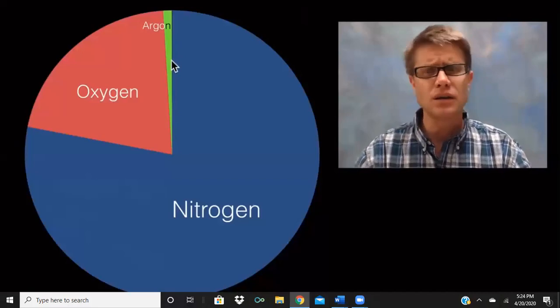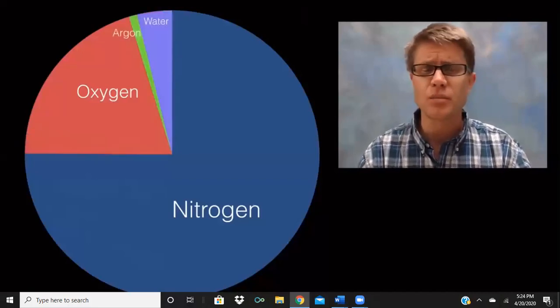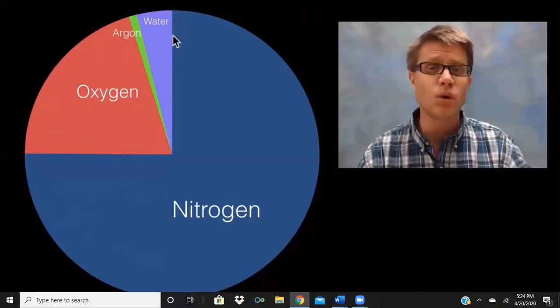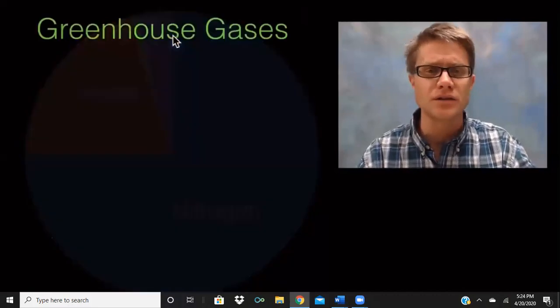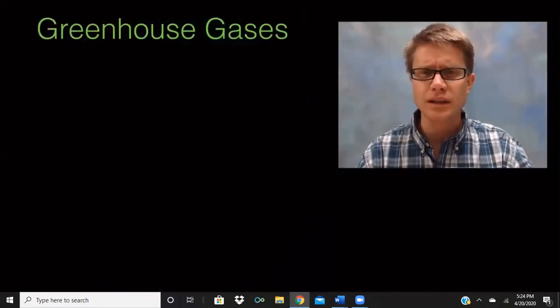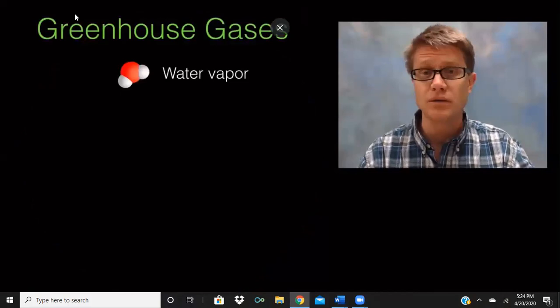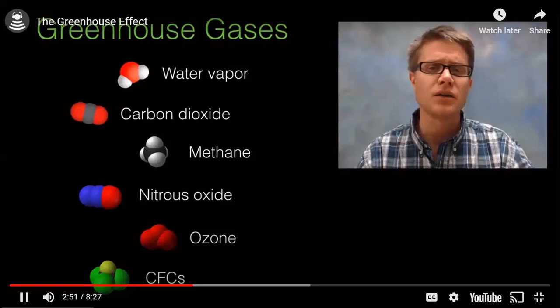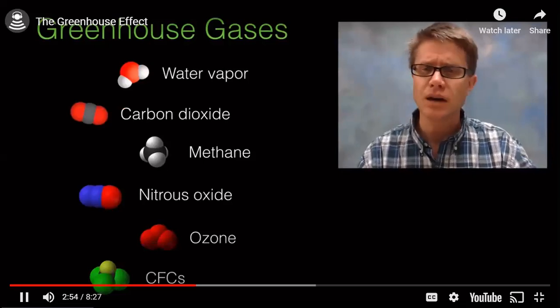Now, water can vary, and so we could have up to 4% of the atmosphere dealing with water, but we still have this really faint line here that you can't even see. And so what's inside there? Well, a lot of the greenhouse gases are inside there. And so what does that list contain? It contains water vapor, but it also contains carbon dioxide, methane, nitrous oxide, ozone, which is actually really important, and then chlorofluorocarbons, and a lot of those are produced by humans, and these are all greenhouse gases.